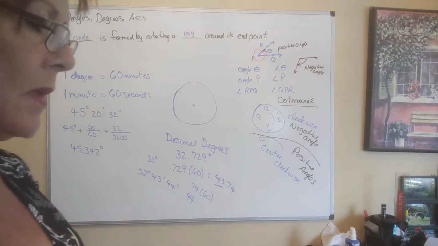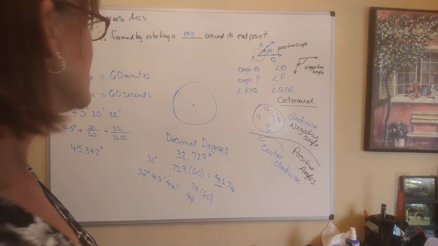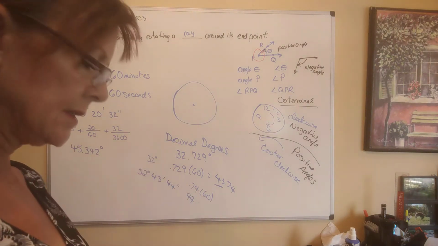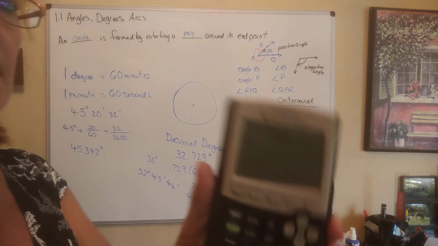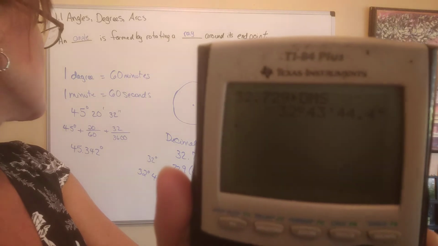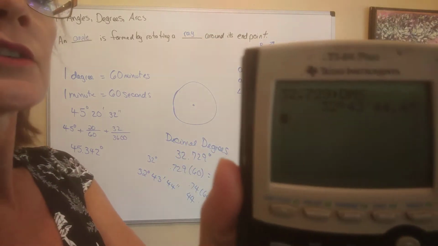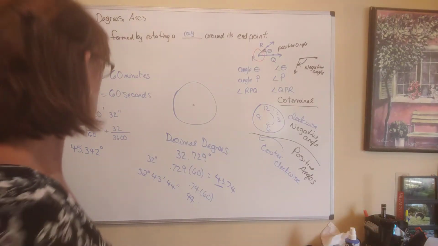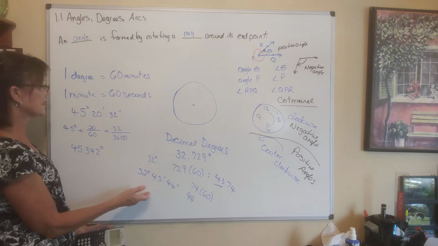And then it gives me a menu. If you hit number 4, it says DMS. That's going to convert it to degrees, minutes, seconds. So hit 4 and enter, and it tells me that my answer is 32 degrees, 43 minutes, and 44 seconds, just like I got by hand. So that's how you can convert from decimal degrees to degrees, minutes, seconds.